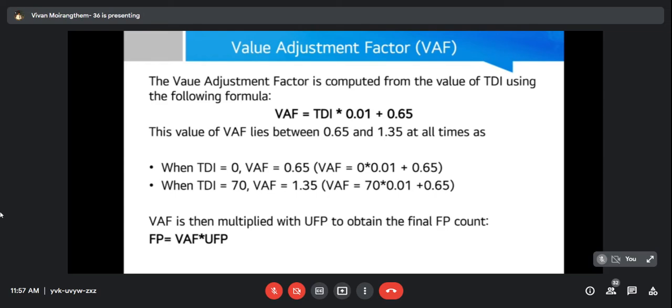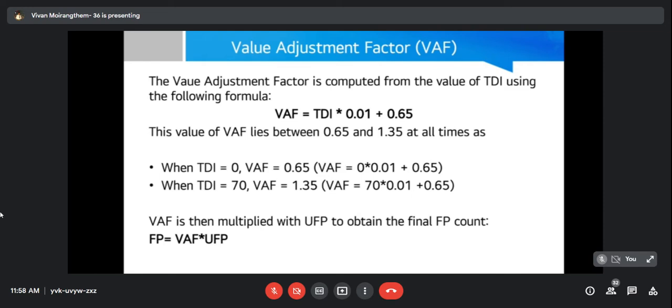Now, let us consider that these 14 general system characteristics have absolutely no influence on our UFP. So in that case, the scale value for each of these 14 GSCs would be 0. If that were the case, then our total value of TDI would be 0, because TDI is the summed up value of these 14 values. Since all of them are 0, our TDI will be 0. Then if TDI is 0, our value adjustment factor will be at the least 0.65. It cannot go lower than that because TDI at the least can be 0.